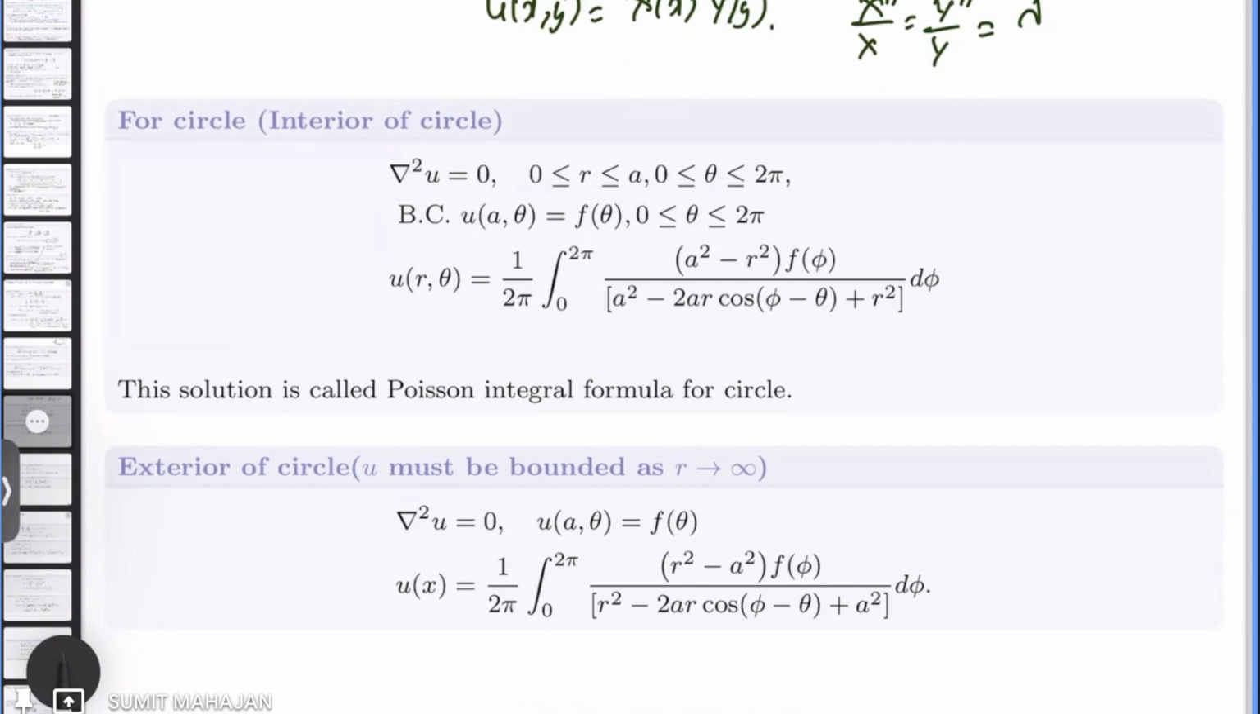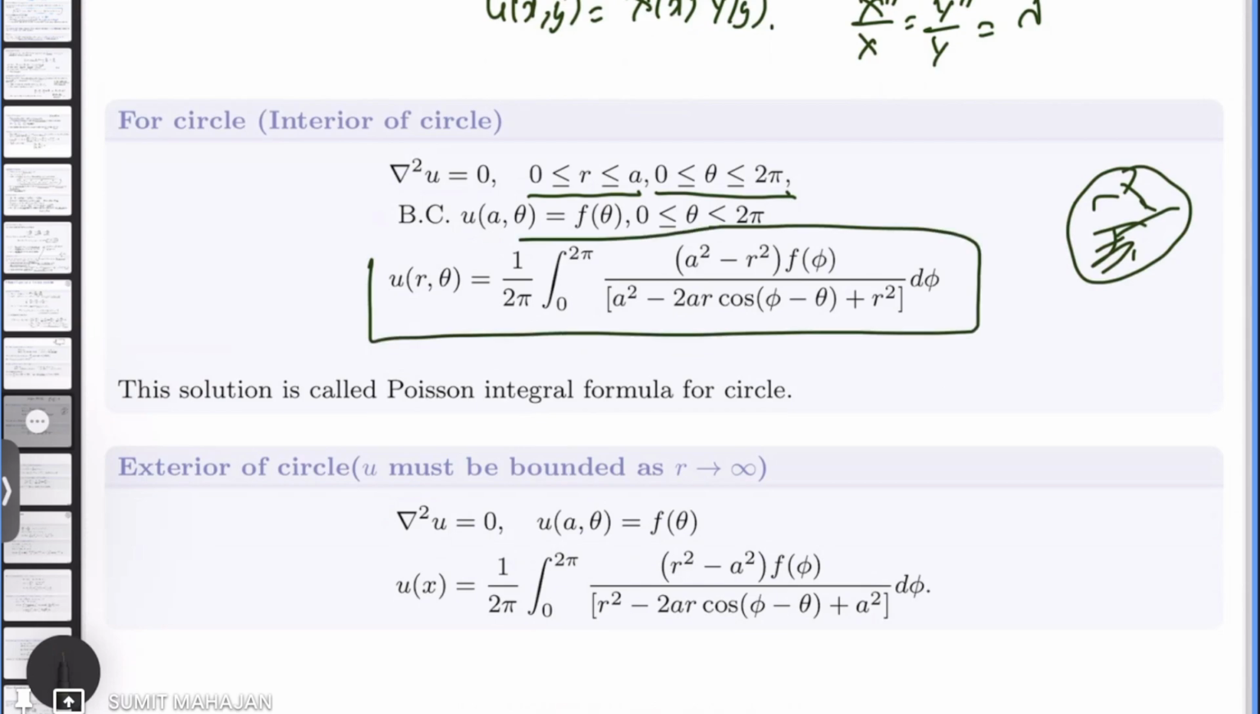So we can convert that into a polar equation, and let's say the boundary conditions are given, where r is between 0 to a and theta is between 0 to 2 pi. Let's say u(a, theta) equals f(theta). Then, this is the interior of the circle, so in the circle the solution is given by this formula, and this is called the Poisson integral formula for the circle, where a squared, r squared are known, f is known, we just have to find the integration of this function.